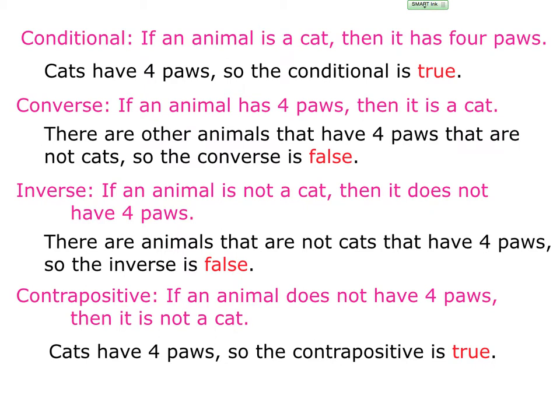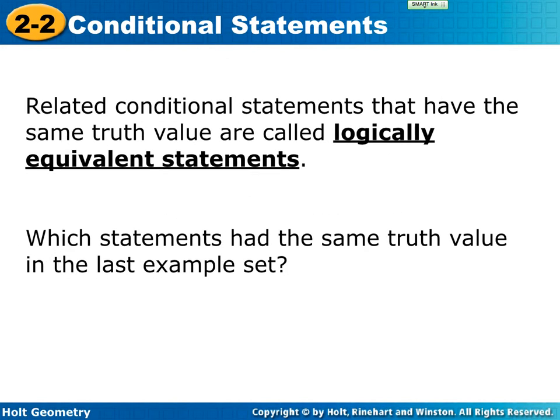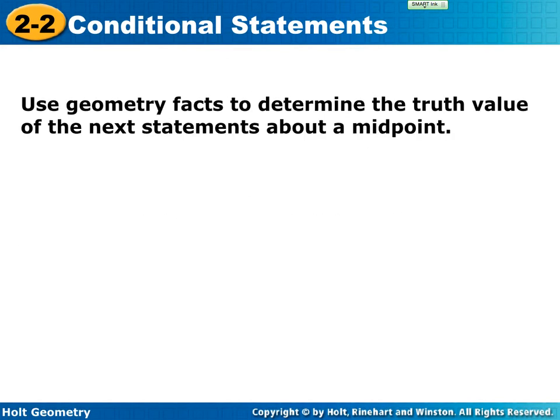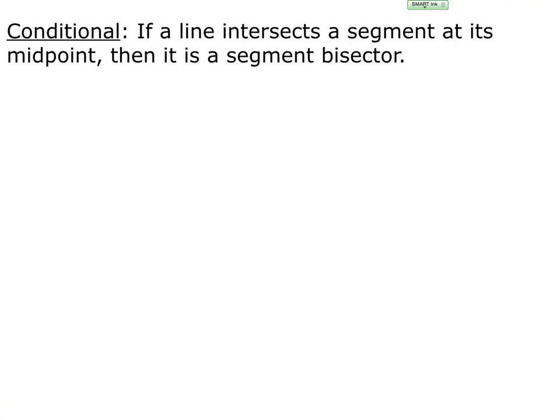All right, let's look at another statement. Okay, these are about midpoints and segment bisectors. So I'll give you the statement. You write down on your marker board, is this true or is this false? Okay, we'll go through all four of them. Okay, the first statement, so you have to think of what you know from chapter 1. If a line intersects a segment at its midpoint, then it is a segment bisector.